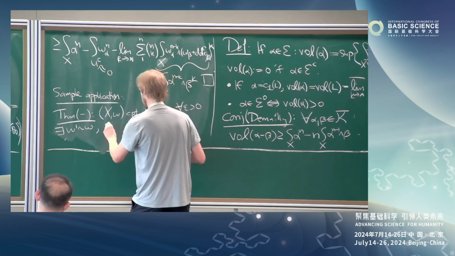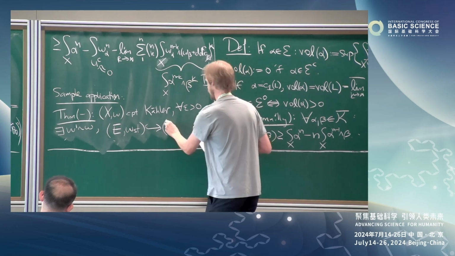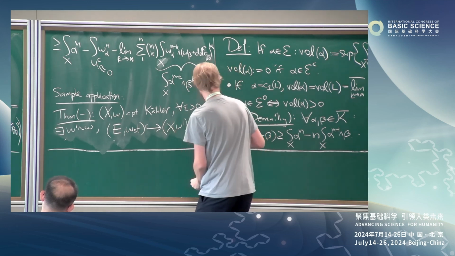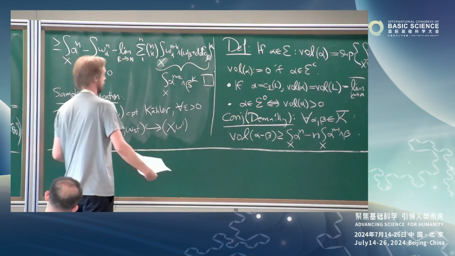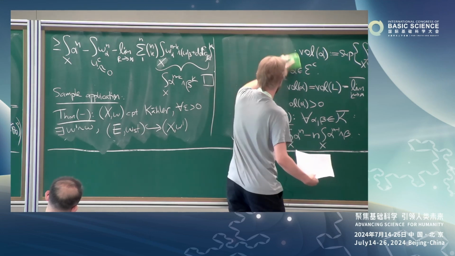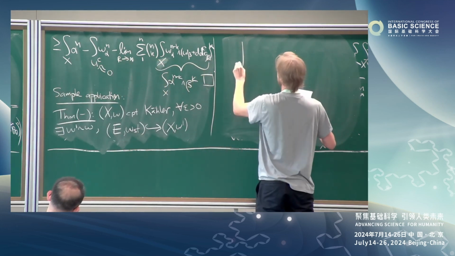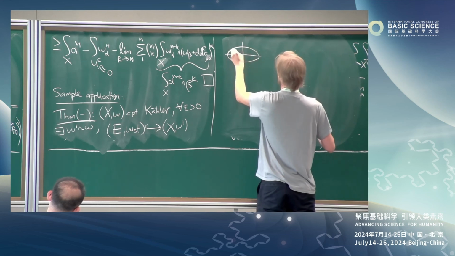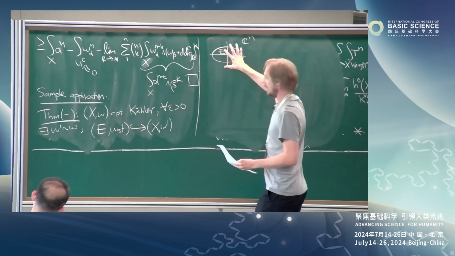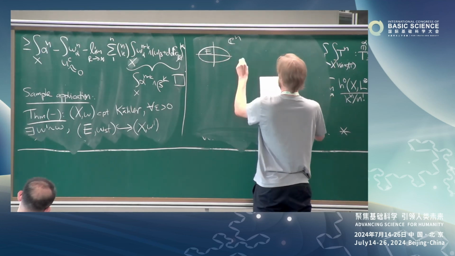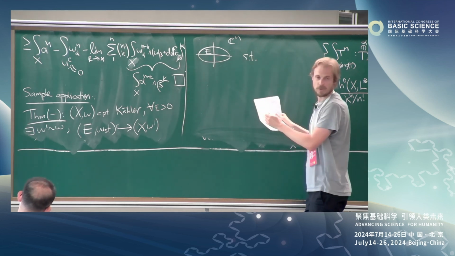and a Kähler embedding into this, where E is an ellipsoid in Cn, and this is just the standard Euclidean Kähler form on Cn, such that the embedding captures almost all the volume of X.